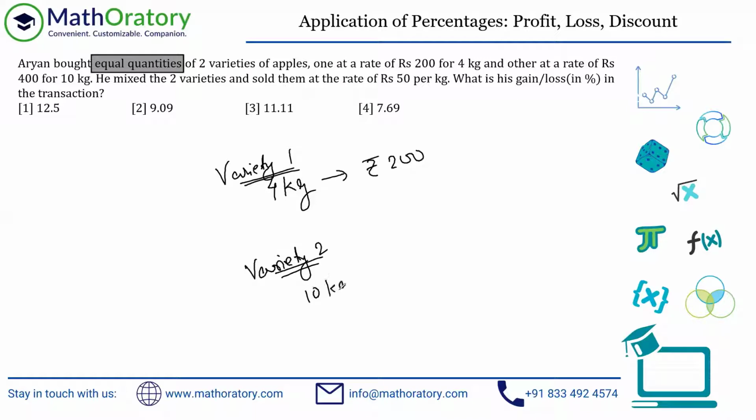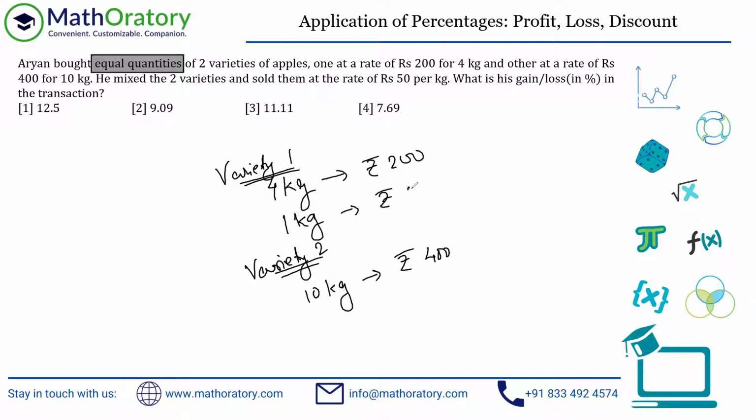So this is the second variety, 10 kilo for rupees 400. So these are the two varieties that he has. You have to make these two equal. So whatever equal you get it to, it really doesn't matter. So just get it to equal quantity. So either get it both to 1 kilo or both to the LCM of these numbers. In this case, I can see that 200 is divisible by 4 as well as 400 is divisible by 10. So I'll just get it to 1 kilo each.